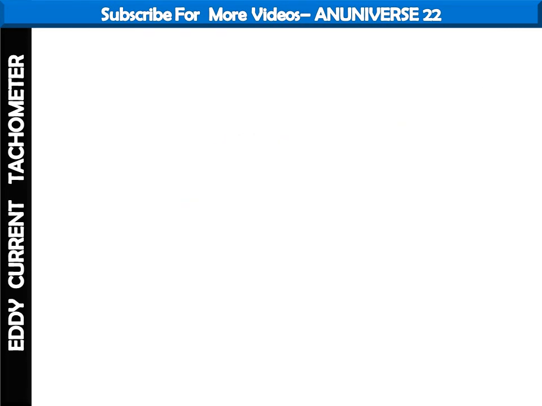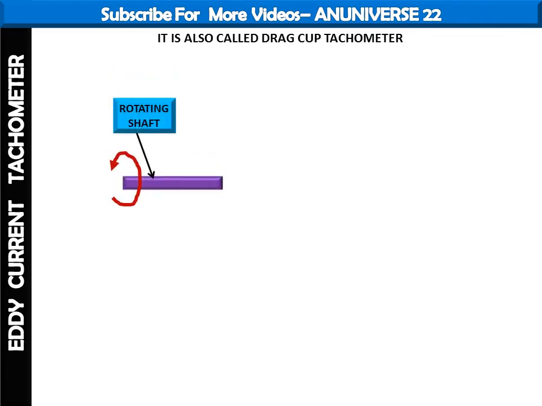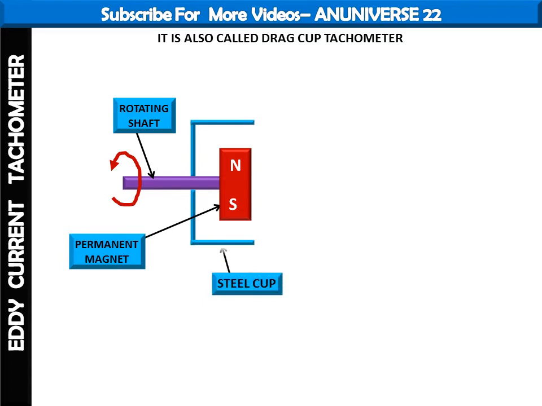And the next one is the eddy current tachometer, also called the drag cup tachometer. In it we have a rotating shaft that rotates a permanent magnet, and this induces eddy currents in a drag cup or disc held close to the magnet. So this is the steel cup or drag cup. The eddy current produces a torque which rotates the cup against the torque of a spring.